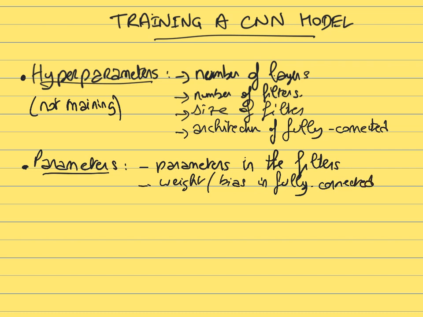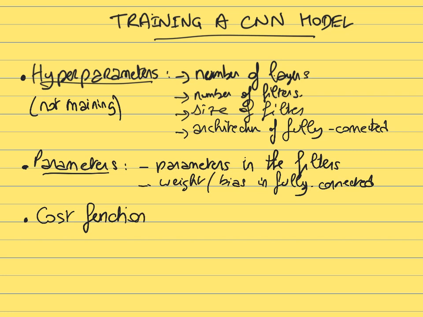So those weights and biases are going to be trained just like in a typical ANN. And how are you going to train those parameters? That is going to be the same as a regular artificial neural network. You will need to define a cost function.